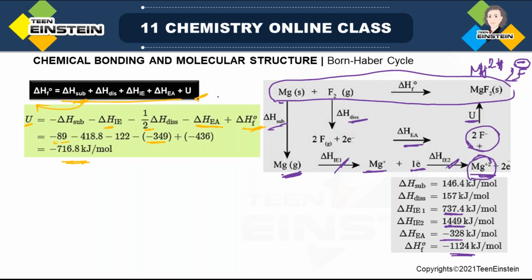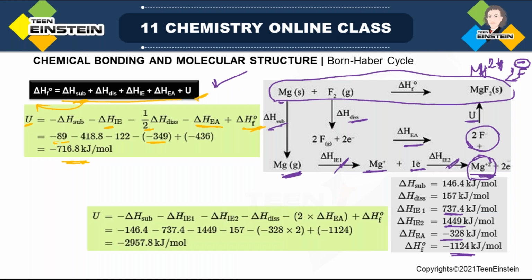Now if we use this type of equation, as we are calculating lattice energy, U is on one side and all the other terms on the other side. So we have this 146.4, which is for del H sublimation, then the first ionization energy, second ionization energy, del H dissociation energy, then 2 into electron affinity because you are feeding 2 electrons, F minus 2 times. Starting from F to F minus, we were doing it 2 times. That is the 2 into electron affinity. And as usual, del H F naught.